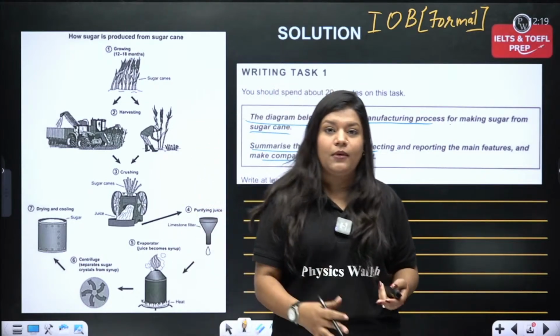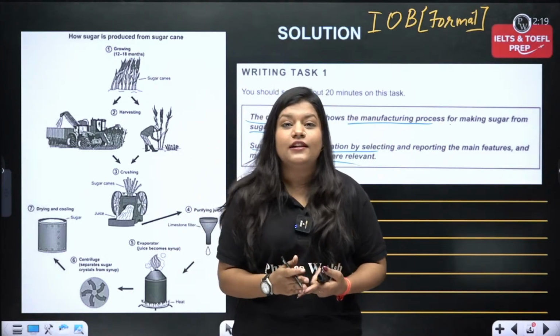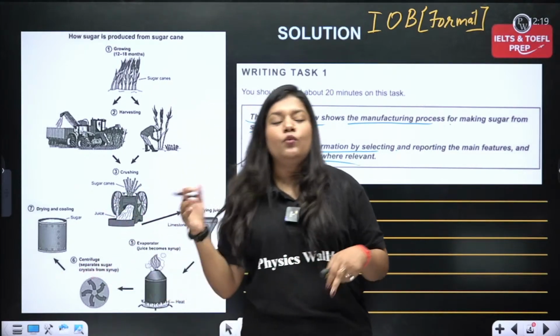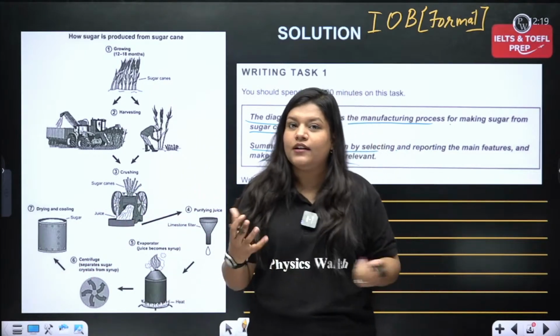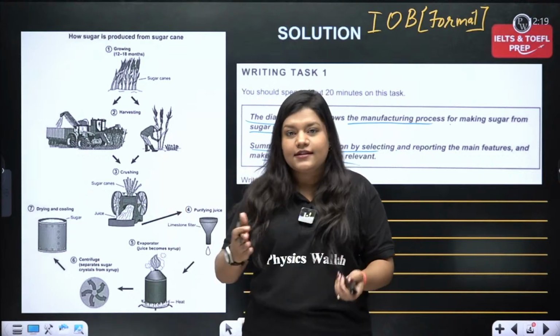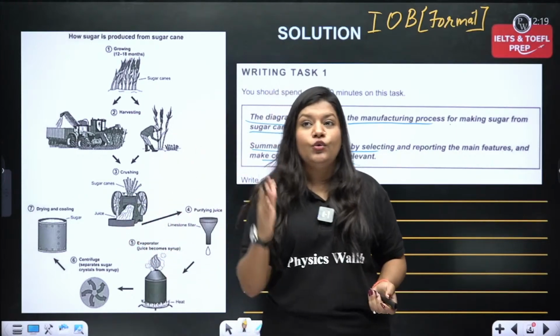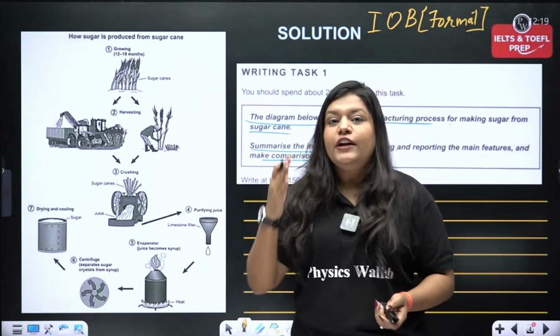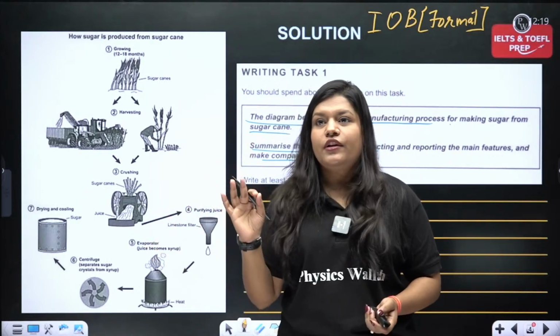In Writing Task 1, make sure you do not provide any additional information. Why it is important to use this equipment, why it is important to use that equipment, hygiene and all that, until and unless it is already given in the question, do not mention it. So always try to mention the kind of information which is already given.